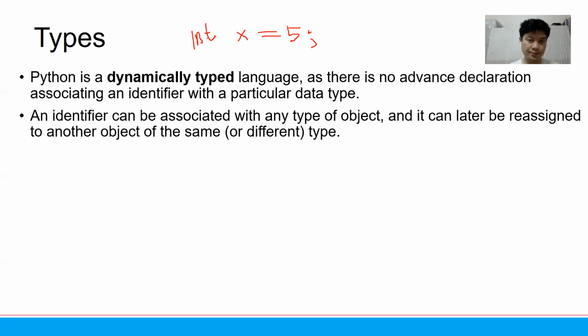But in Python, it's different. The identifier can be associated with any type of object. It can later be reassigned to another object. So if you assign x to 5 for now, and later on you want to change x, for example, x equals 7.5, this is possible. When you have this new number, the new number will be assigned as float. The original number is assigned as integer.